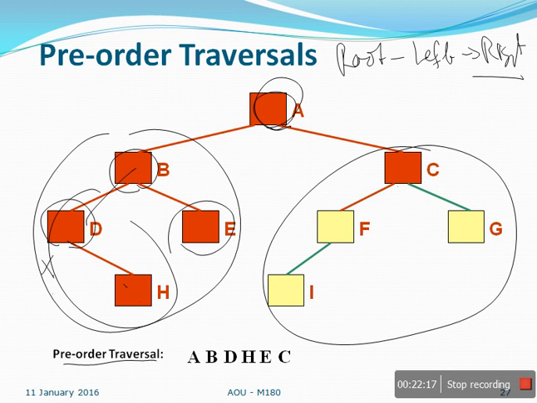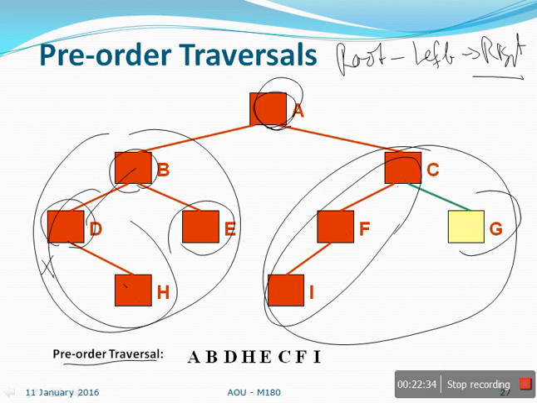Go to the left of the C, because it says root left, so left of the C is F. F is processed. Now after F has again left, which is F is a root and has a left I, so it processes I. There is no right, so go back to the F, go back to the C, because all this is processed. Remaining is G, the right of the C. So G is processed now. So your pre-order traversal for this tree is ABDHECFIG.